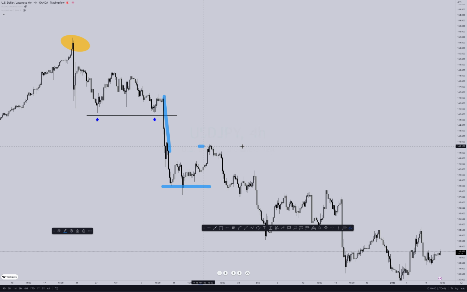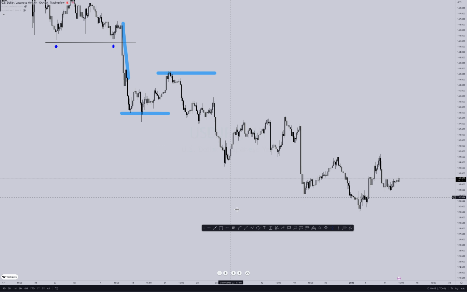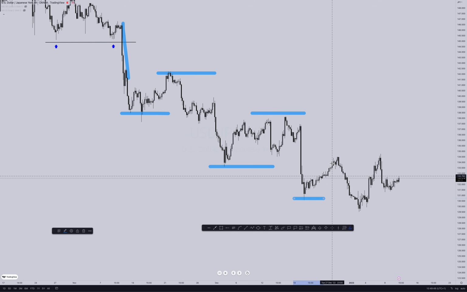Creating a new low, a lower high. After that, price created lower lows. So lower highs, lower lows. And we're having equal highs at this point.